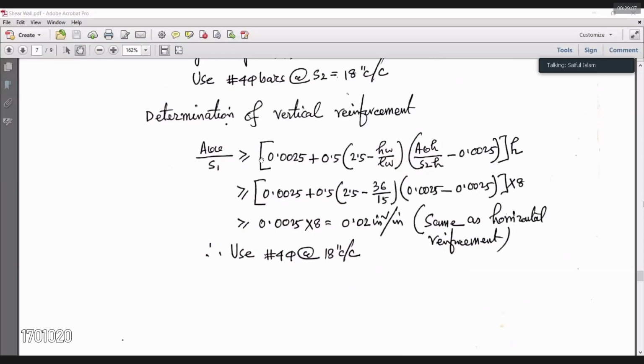Put all the information, because AVH by S to S is the controlling one. If you put this, that will come as 0. So ultimately we are getting 0.0025. So AVP by S1 equals 0.0025 into that H, which is 8. So we again get 0.02 inches square, same as the horizontal reinforcement.